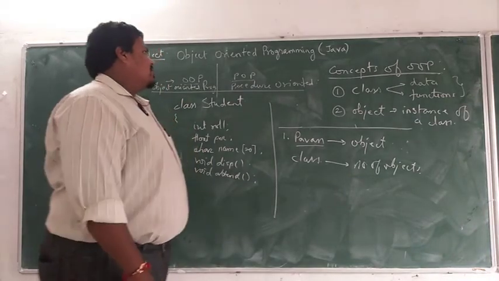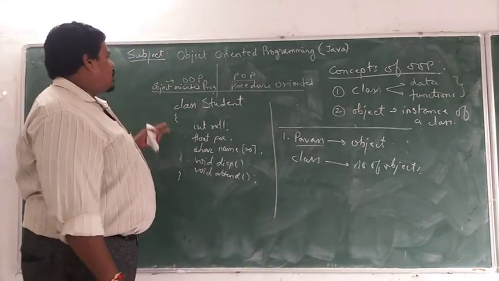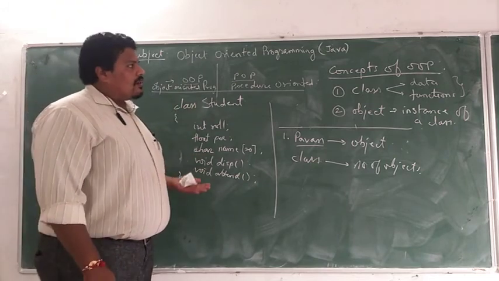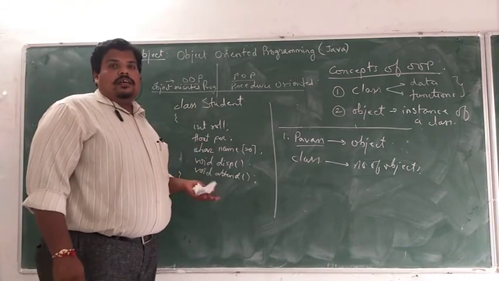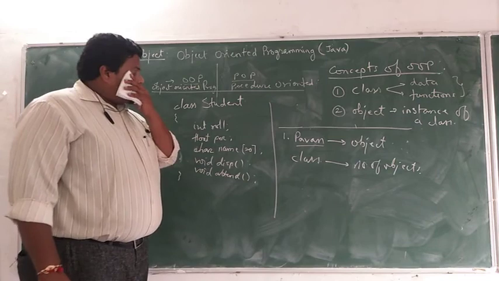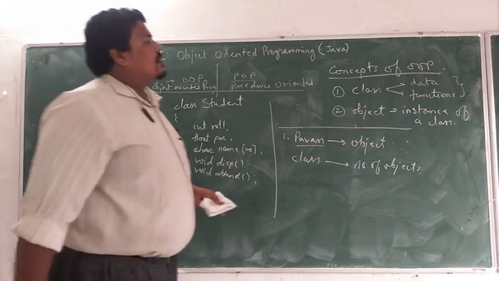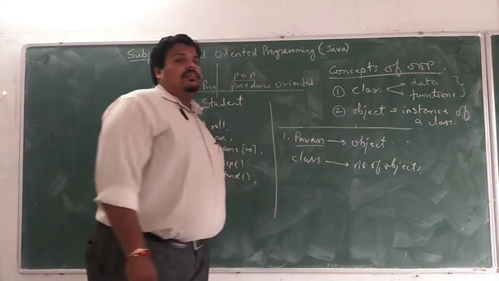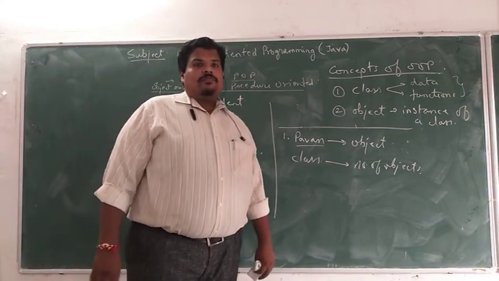As of now, we have studied the differences between POP and OOP, the differences between C, CPP and Java. We have also studied the levels of programming languages, and the definitions of class, object and their relation. Clear? Thank you.